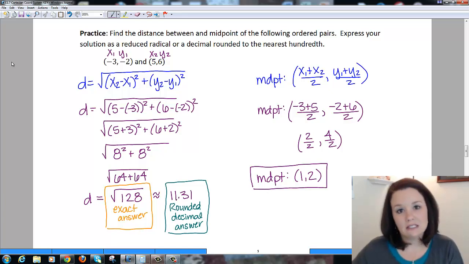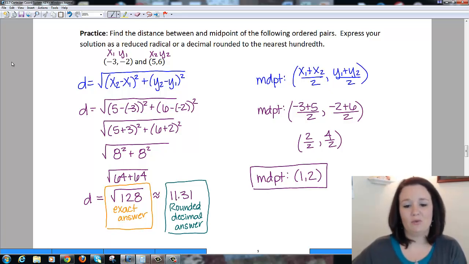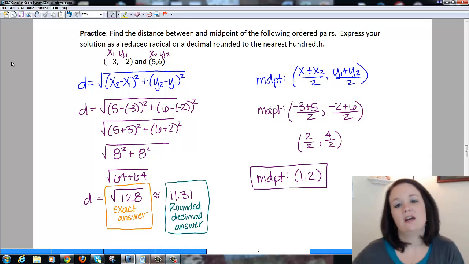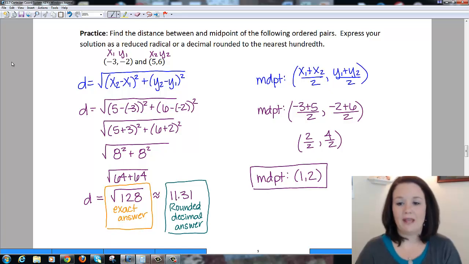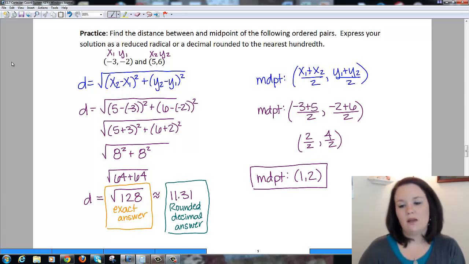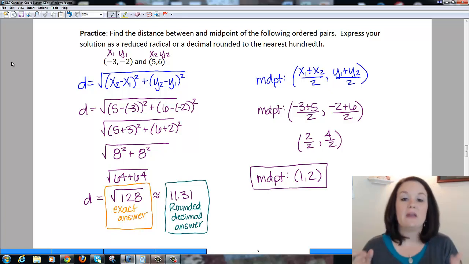Then for our rounded decimal answer, we can go ahead and plug it into our calculator and round to 2 or 3 decimal places as my math lab asks us, okay? So here I did 2 decimal places, which should be roughly 11.31, okay? Then for our midpoint, again, we average our x's, average our y's, write it as an ordered pair. When we average our x's, we should get 1. When we average our y's, we should get 2. Make sure you write it as an ordered pair. If you just say x equals 1, y equals 2, it's incorrect. This represents a point on the graph, so it has to be written as an ordered pair, okay?